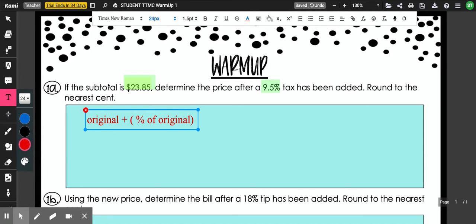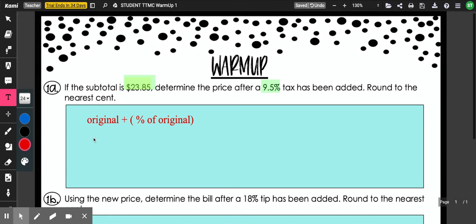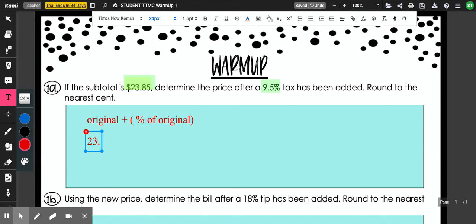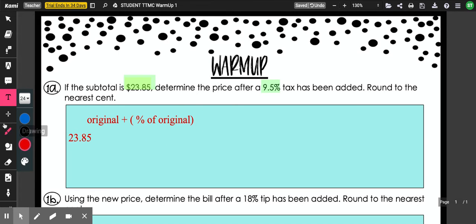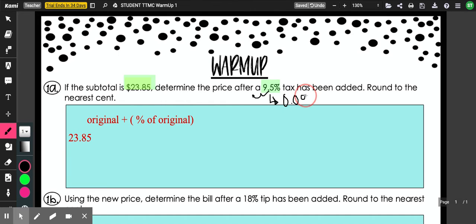My original number is what is given right here. So I know right off the bat that my original is $23.85. That is the original. Now I need to find the percent of the original. So if I use method 2, the first thing I need to do is convert this 9.5% into a decimal. When I convert to a decimal from a percent, I am moving my decimal places 2 spots over. So this becomes 0.095. That is my 9.5% as a decimal.